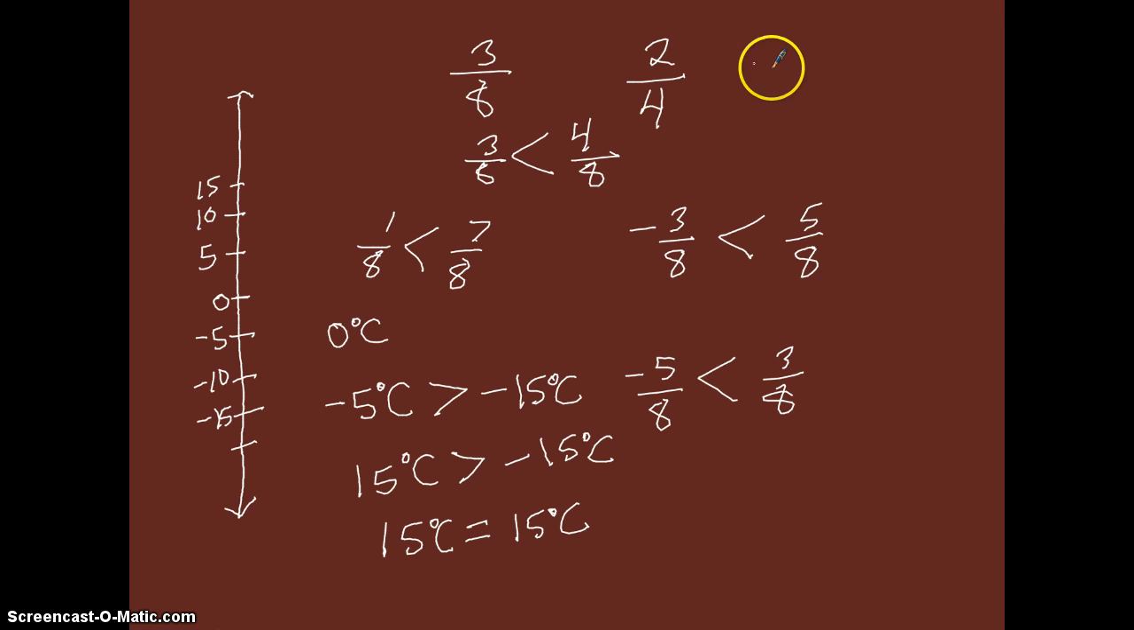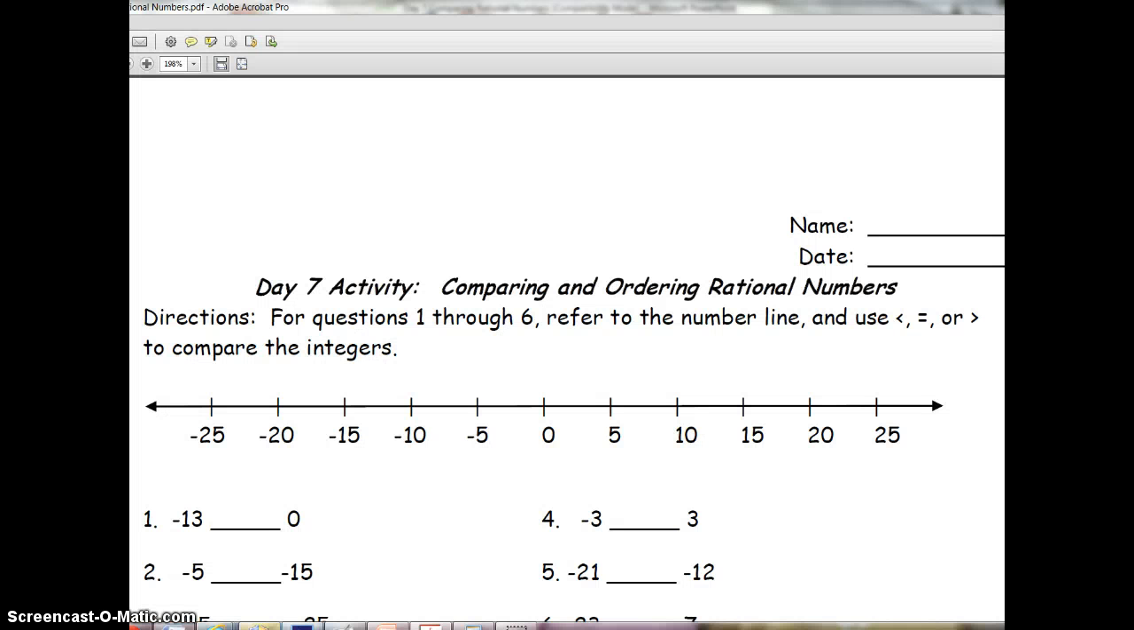Another way of doing this would be to use a calculator to help you. You can get a calculator out and you can divide your numerator by your denominator, and whichever decimal is greater, that will be the fraction that is greater. But as we've been working a whole lot on coming up with least common denominators, I would prefer my students, if having to do an assignment like this, that they would go ahead and try to find the least common denominator.